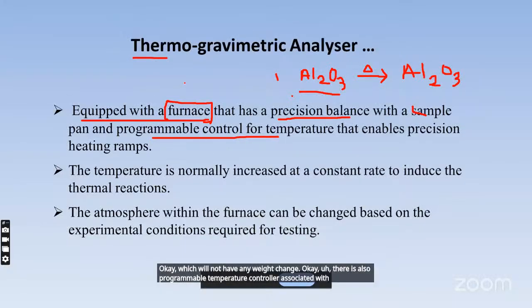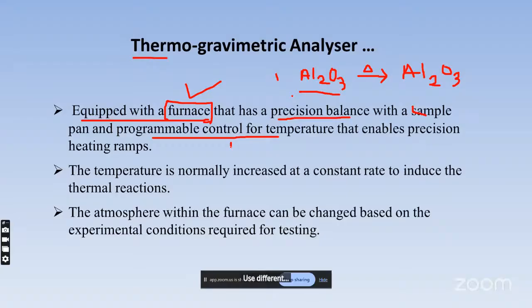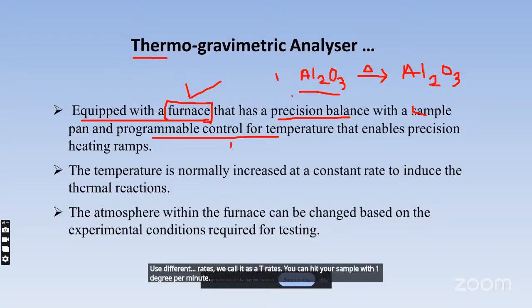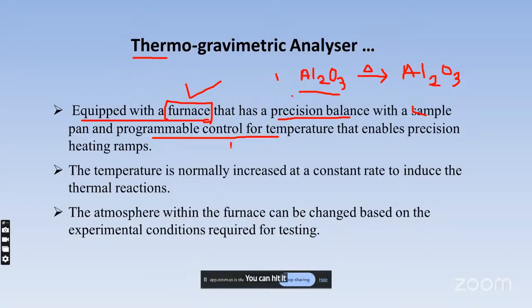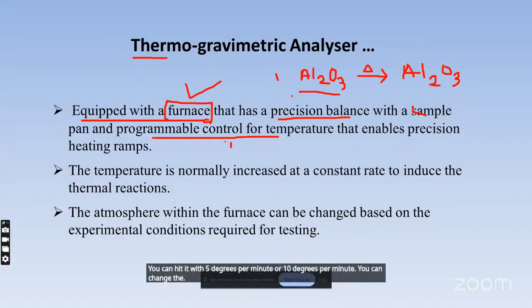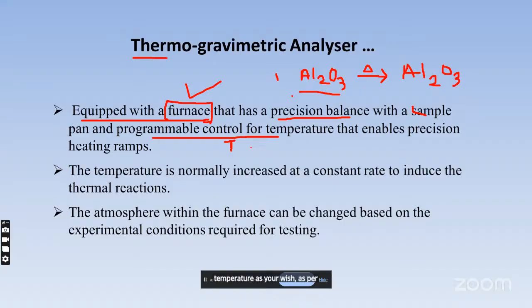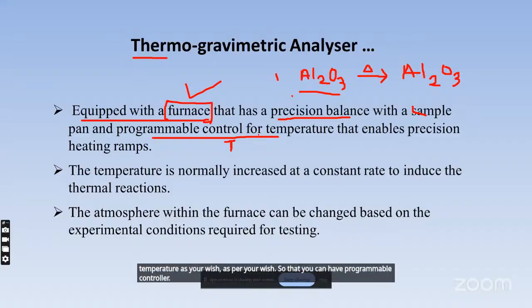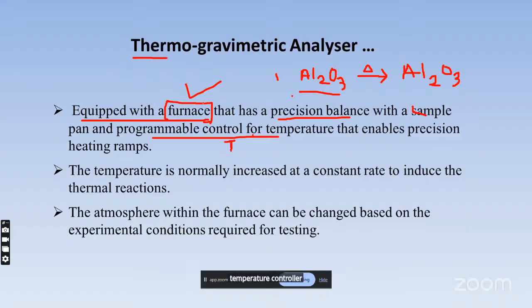With this furnace, you can use different heating rates. We call them T rates. You can heat your sample at 1 degree per minute, 5 degrees per minute, or 10 degrees per minute. You can change the temperature as you wish, so there is a programmable temperature controller associated with this furnace.